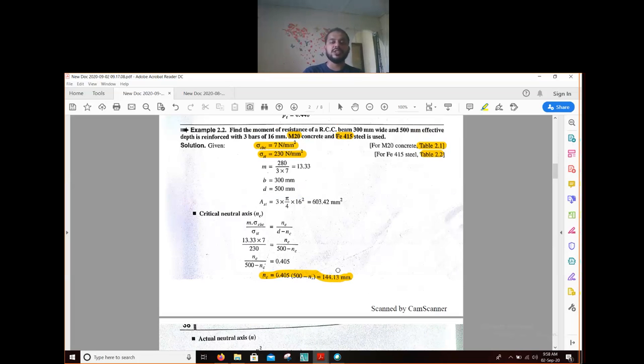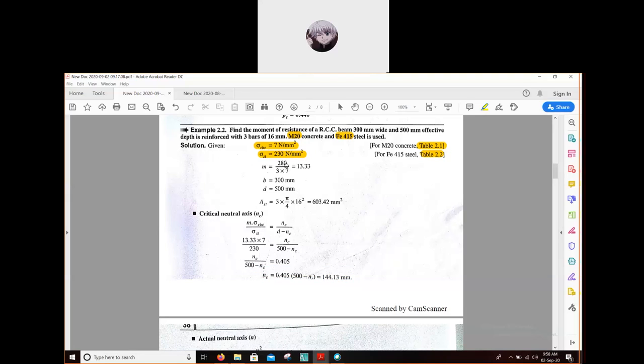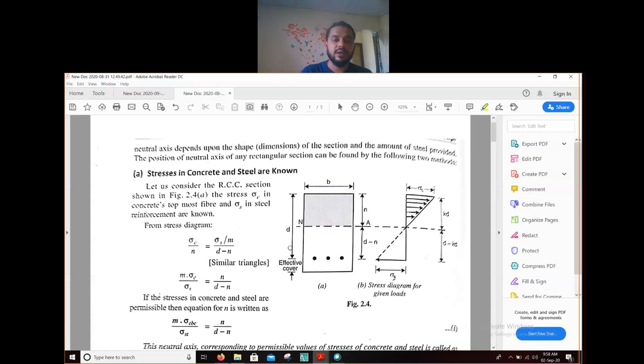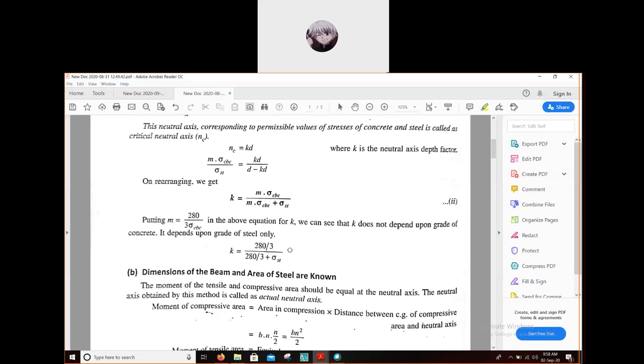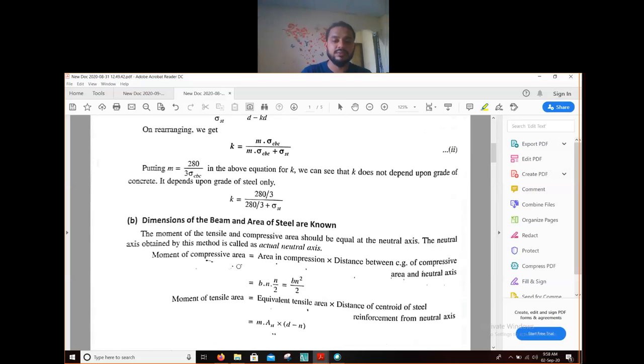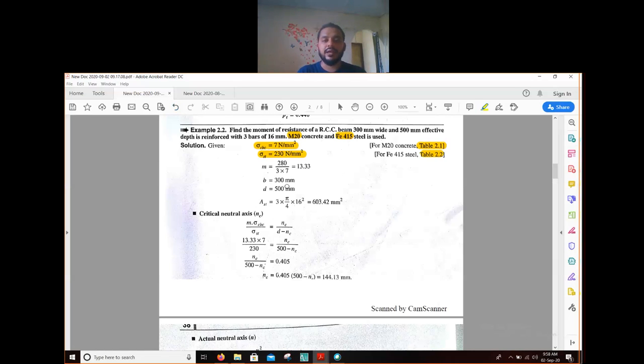If you have any doubt, yes, can you explain this part? At the third line, M is equal to 280 by 3 into 7. This is the formula of modular ratio. This formula in the last class I have showed you. Modular ratio M is equal to 280 divided by 3 sigma CBC.